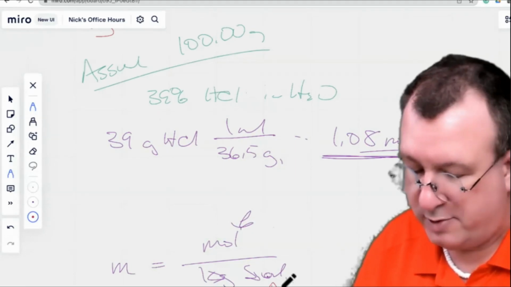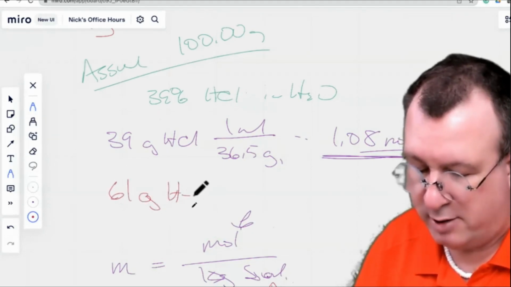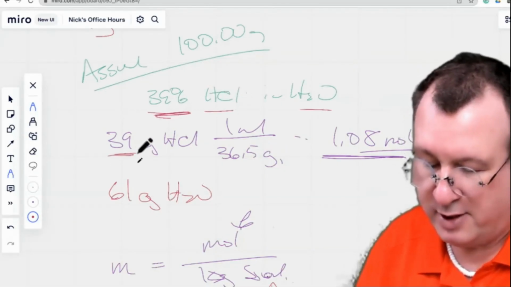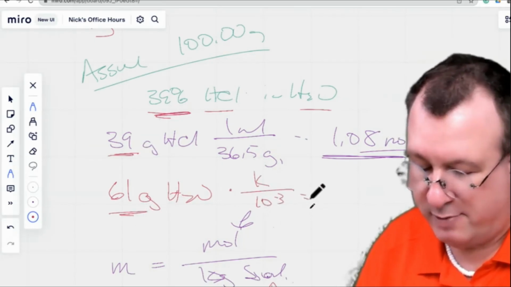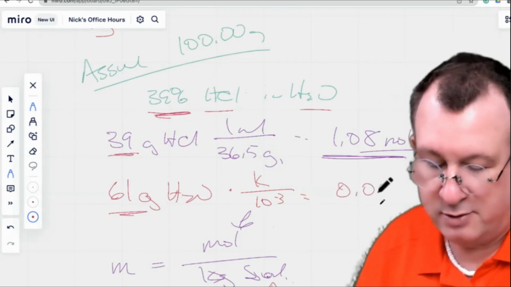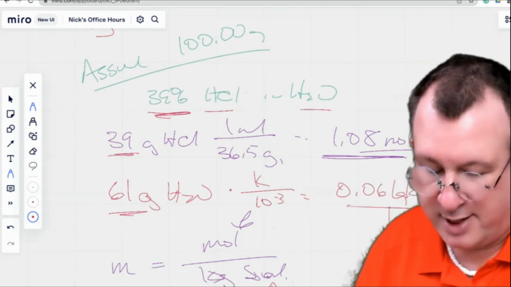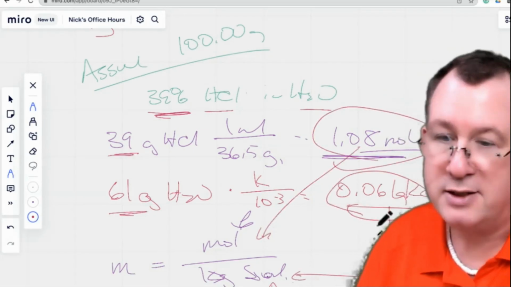Well, they told me it's 61 grams of water because they told me it's 39% HCl in water. So it's 39 grams of this, 61 grams of this. If I want to make that kilograms, I just put a kilo on the top, 10 to the minus 3 on the bottom. That gives me 0.061 kilograms of water. That's what goes on the bottom. So this number divided by this number.